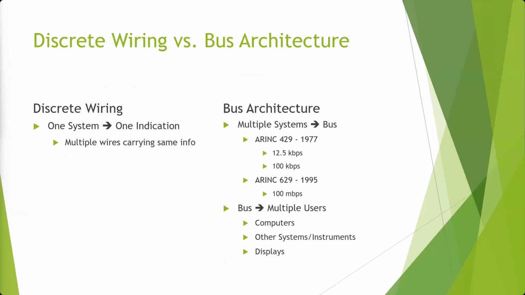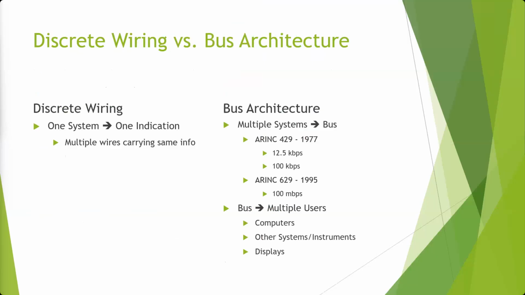ARINC 629 was developed in the 90s. That can run 100 megabits per second. The new Boeing one is in the gigabit range, a couple thousand megabits per second. These are bits per second, not bytes per second. A byte is 8 bits, right? So divide them by 8 if you want to know the bytes per second.